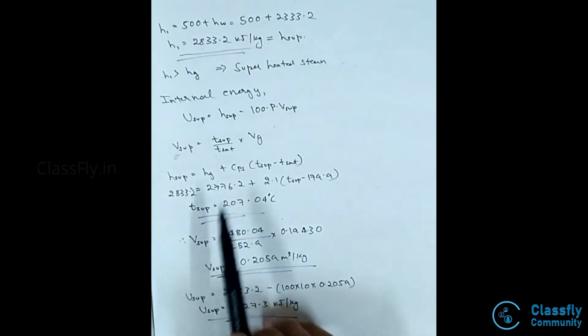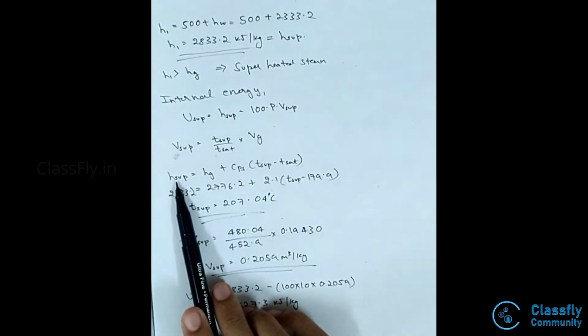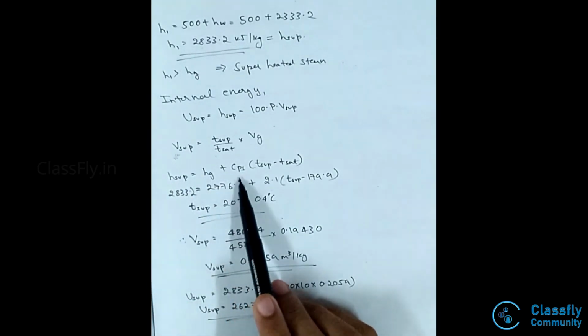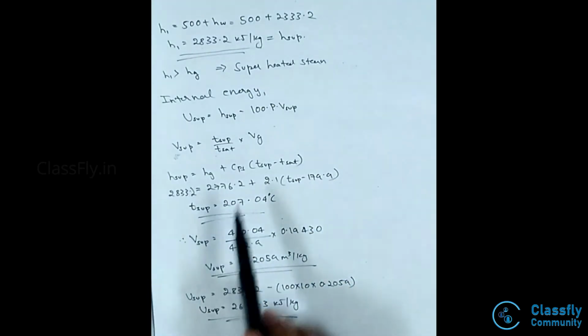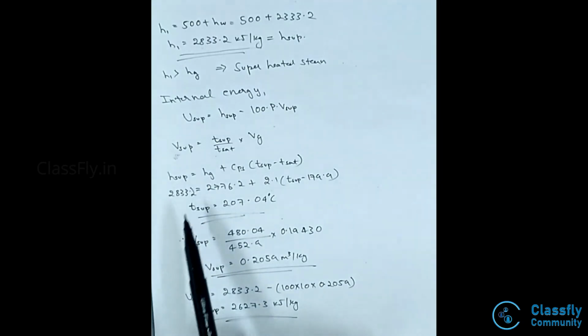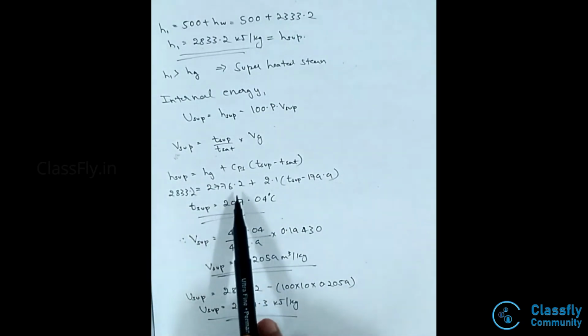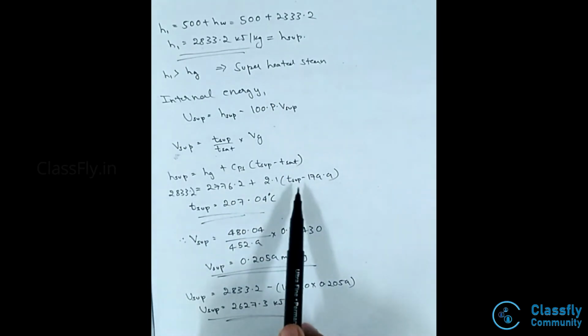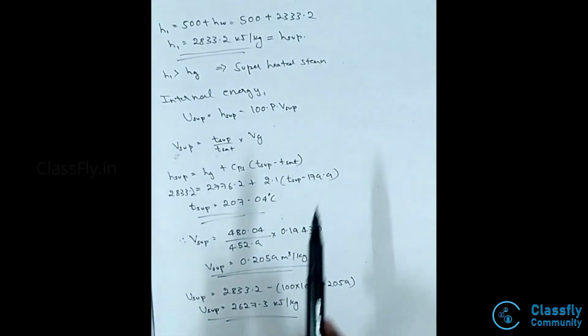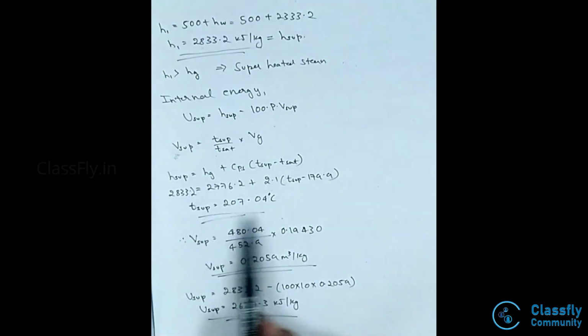Now, we don't know the value of the superheated temperature, but we know that the enthalpy of superheated steam is given by Hg plus Cps into Tsup minus Tsat. Now, we know all the values other than Tsup. Hence, by substituting these values, we have 2833.2 is equal to 2776.2 plus 2.1 into Tsup minus 179.9. On solving this, we will get the value of the superheated temperature to be 207.04 degrees Celsius.